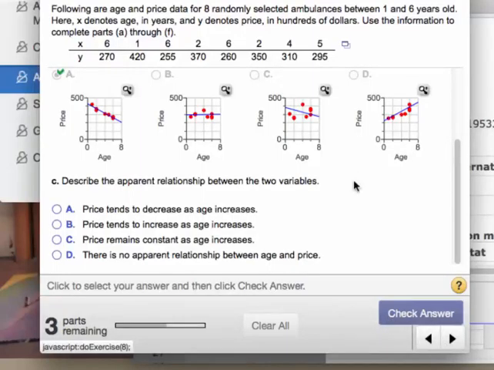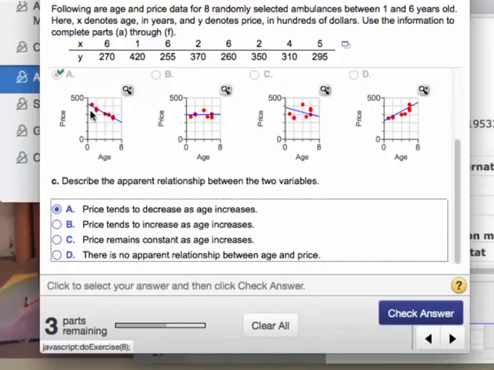So there's 3 parts remaining here. How do I keep going? Oh, here. Describe the apparent relationship between the 2 variables. Price tends to decrease as age increases, increase, remains constant, or there's no apparent relationship. So we're looking at this. Price tends to do what as age increases? Decrease, of course, right? It's going down. That's our negative rate of change.